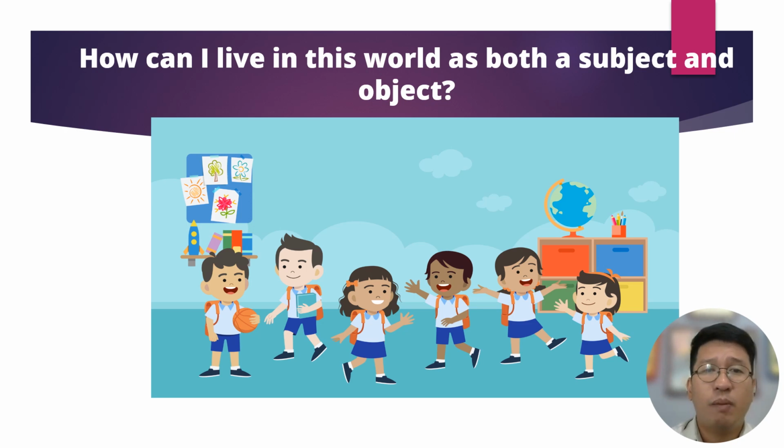So living as both subject and object means understanding that you're someone who thinks and feels things like happiness, sadness, or excitement, and also someone others can see and interact with, like when you talk to friends or do things others can notice. It's about knowing yourself from the inside and how you fit in the world outside. So you're like a person with thoughts and feelings, but you're also like a character that others can see and know.